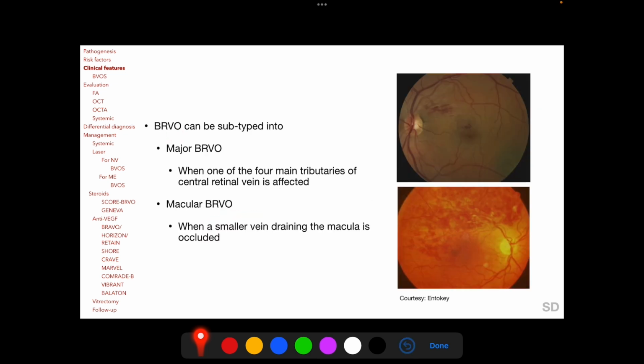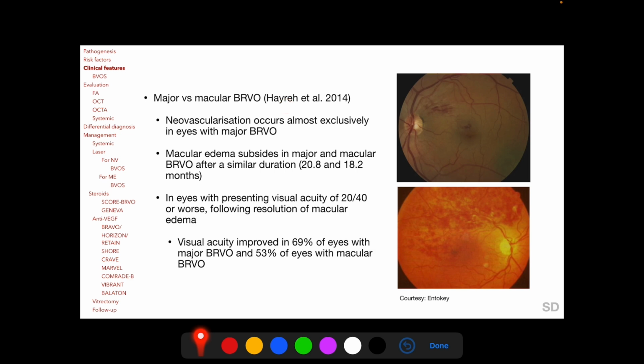BRVO can be subtyped into two categories, major BRVO and macular BRVO. In major BRVO, one of the four main tributaries of the central retinal vein is affected, as seen here in this photograph, and in macular BRVO, a smaller vein draining a portion of the macula is occluded, as seen here in this photograph. Hayreh et al. described the differences between major and macular BRVO and reported that neovascularization occurs almost exclusively in eyes with major BRVO.